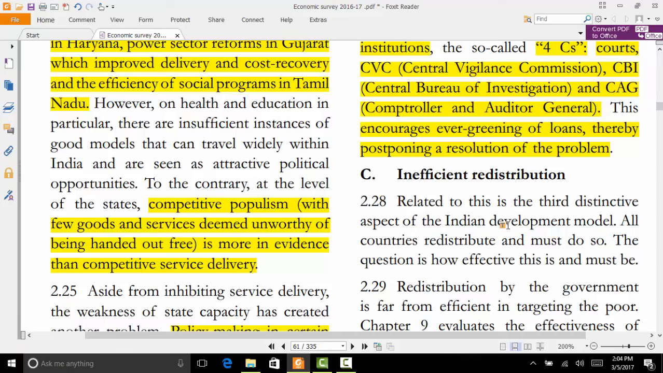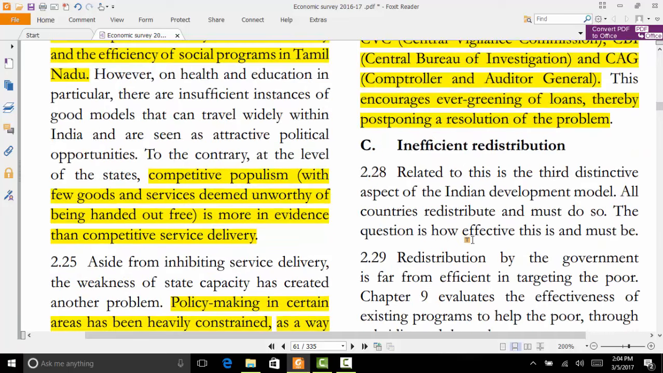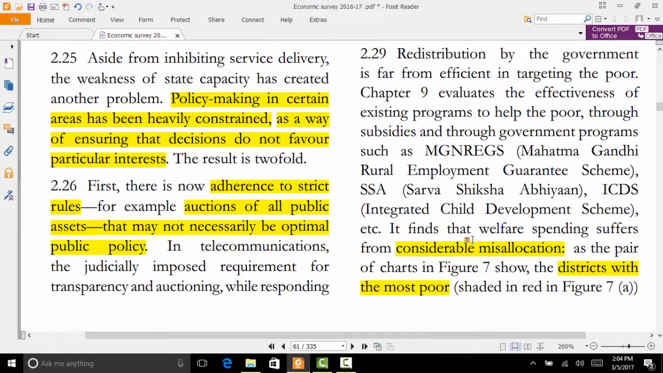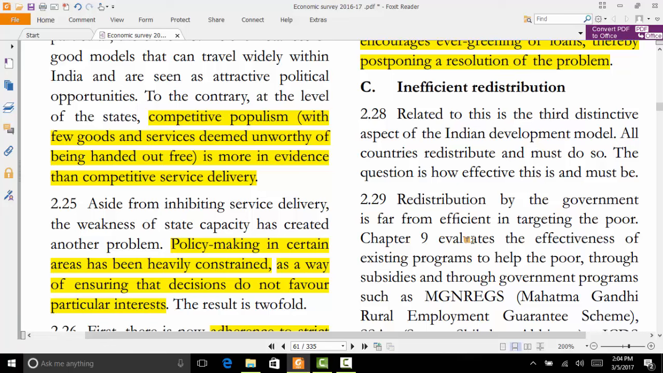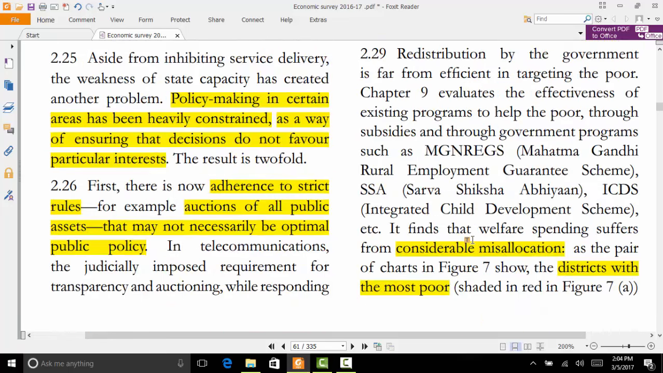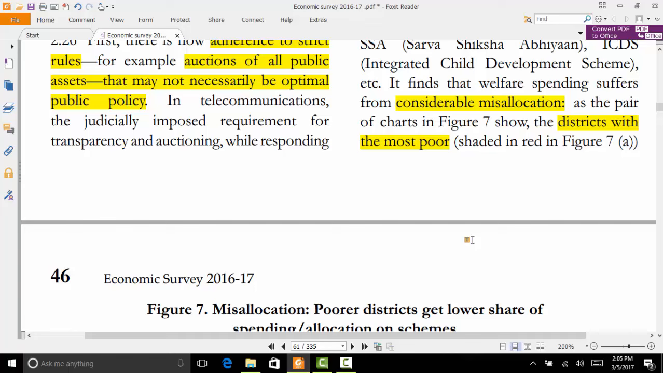Now come to the next part, inefficient redistribution. What comes in inefficient redistribution? One thing is considerable misallocation. As you discussed earlier, inefficient redistribution means one thing that we have discussed, if you remember, that the most poor districts were the districts with the maximum shortfall of the funds, right? So what is this? Inefficient redistribution.